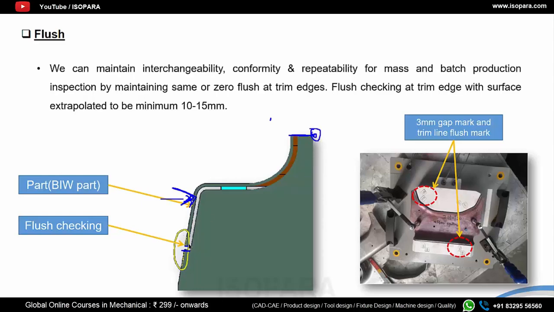So for that you can check it using this fixture again, and as you can see here we have a 3 mm gap mark. It clearly says 3, which means a 3 mm gap mark, and the trim line flush mark here. This is the minimum gap, and the flush should be within these limits. It should not be touching the edge here. Only then can you say that the component is checked and it passes the guidelines.